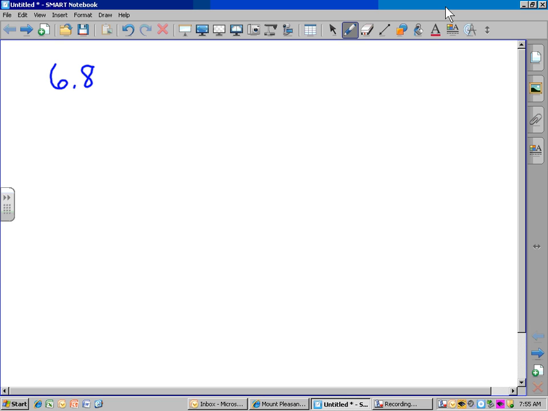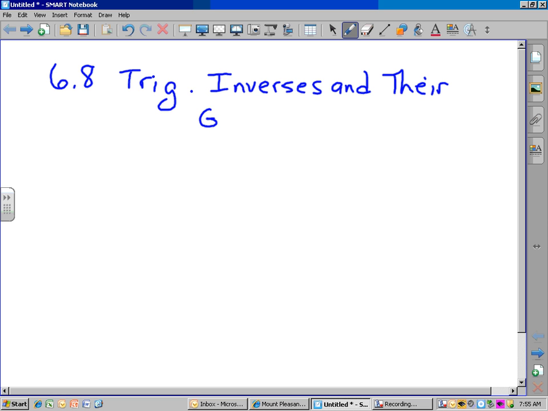All right, 6.8, trigonometric inverses and their graphs. All right, so we're going to draw the three main inverses: inverse sine, inverse cosine, and inverse tangent.